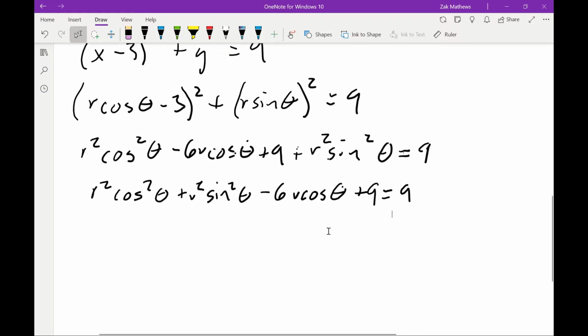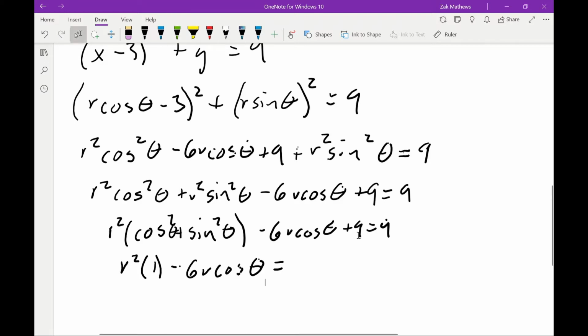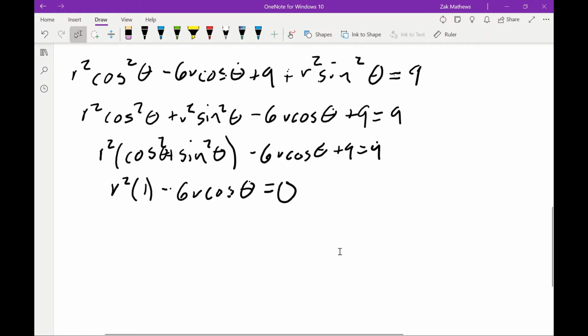But when I put these r squared terms next to each other, what I notice is I can factor the r squared off of the cosine squared plus sine squared. Need the theta in there. And we know that cosine squared plus sine squared is just a Pythagorean identity. That is just equal to 1. So this is just really r squared times 1, which is r squared, minus 6r cosine theta. And then I do want to get this thing set equal to 0, so I bring the 9 over, they happen to cancel out. We are left with the equation r squared minus 6r cosine theta is equal to 0.